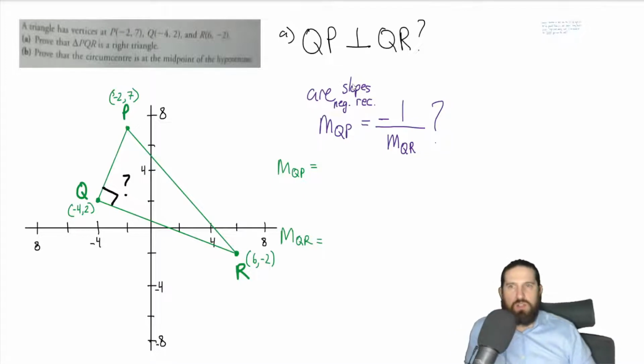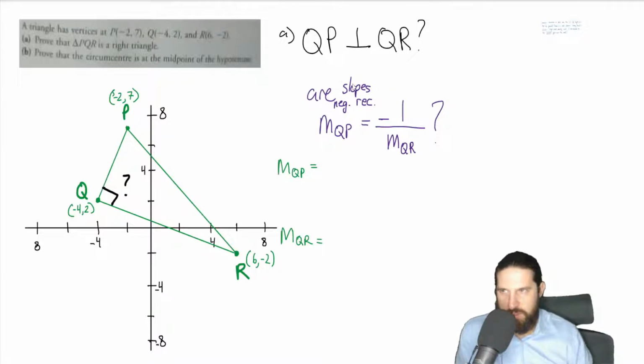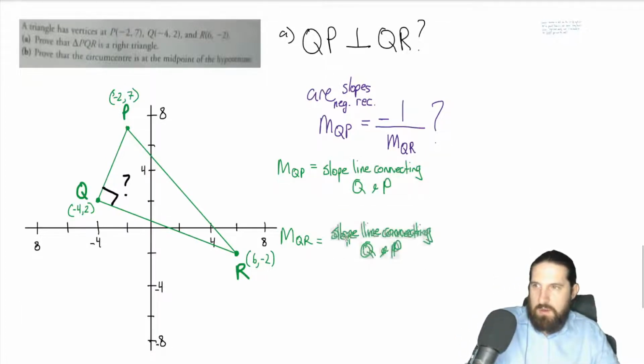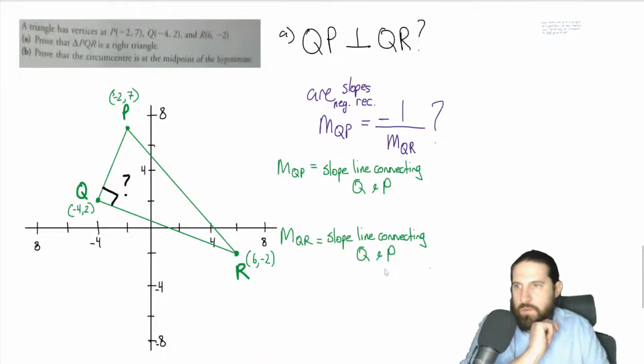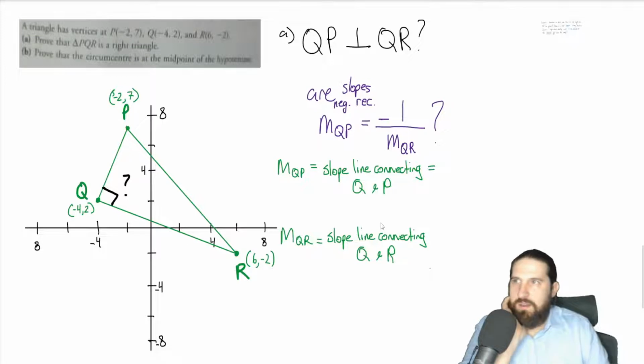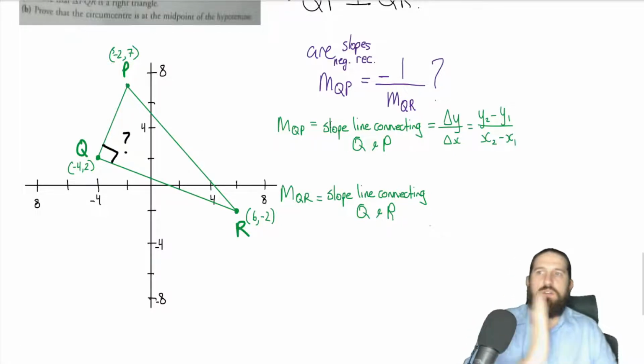By solve it, I mean solve that equation. What we need for that equation are M_QP and M_QR. M_QP is the slope of the line connecting Q and P, and the exact same thing, but for Q and R. There's one letter of difference between those two. Okay? So, the slope connecting them, well, that's something that we can calculate. Remember, that's delta y over delta x, and so that's y2 minus y1 over x2 minus x1, and we can do that for each of them.